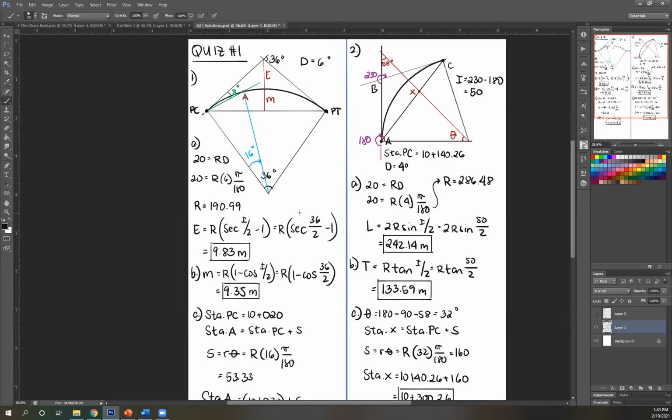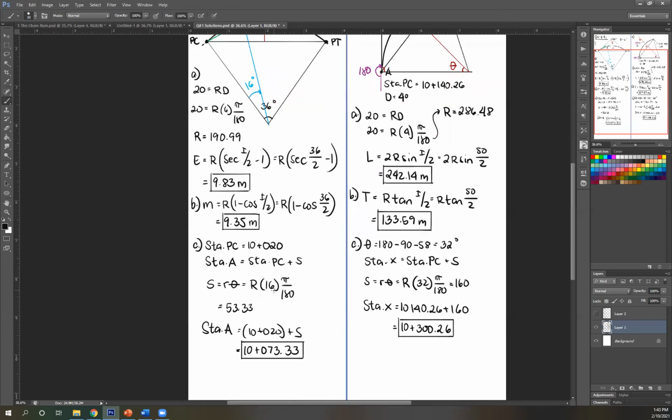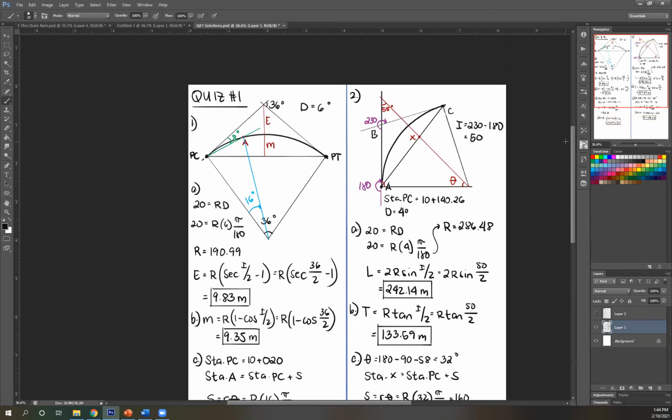Right? So now I know this is 16. So theta is 16. And again, reiterating, when an angle is outside the trigo function, you need to convert it to radians. So this is 16 degrees, convert to radians, pi over 180. Therefore, S is 53.33. So solving for that, that's just station 10 plus 020 plus 53.33. You get 10 plus 073.33. Okay, so that's number one.